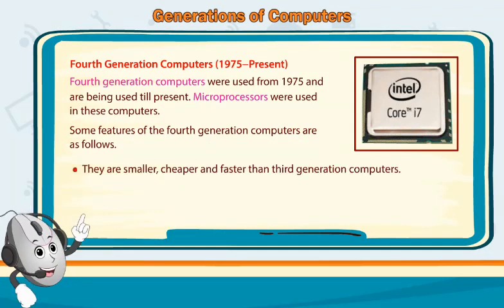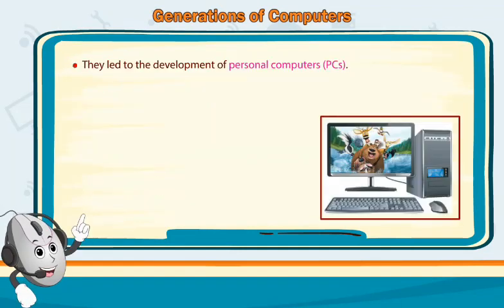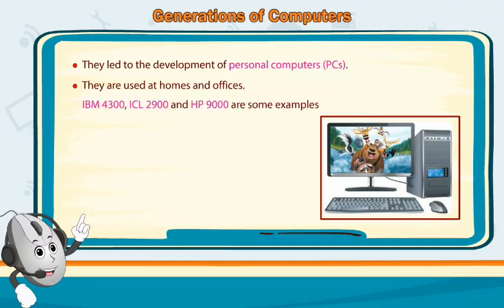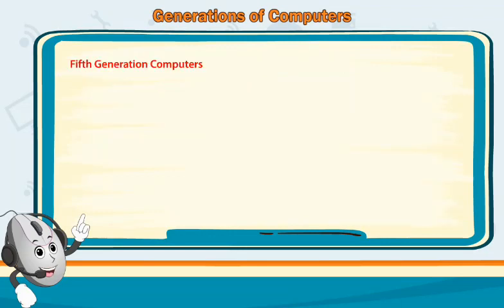They are smaller, cheaper and faster than third-generation computers. They are more advanced in terms of processing and memory capacity. They led to the development of personal computers, PCs. They are used at homes and offices. IBM 4300, ICL 2900 and HP 9000 are some examples of the fourth-generation computers.